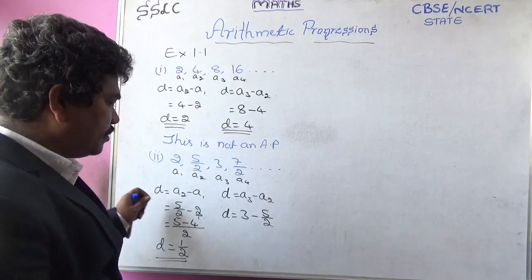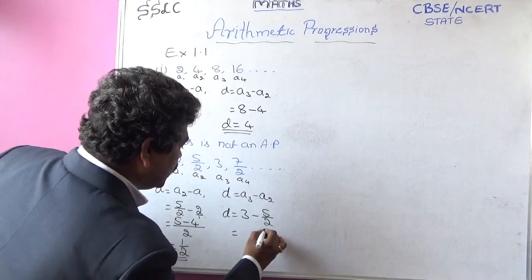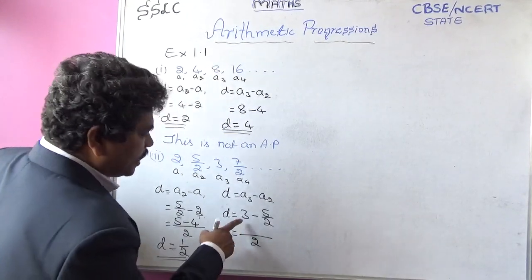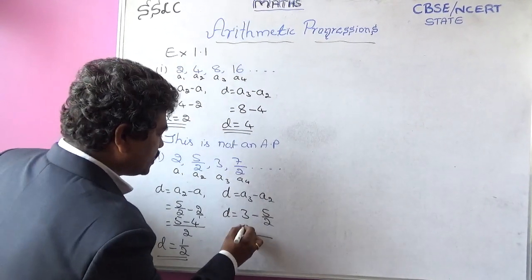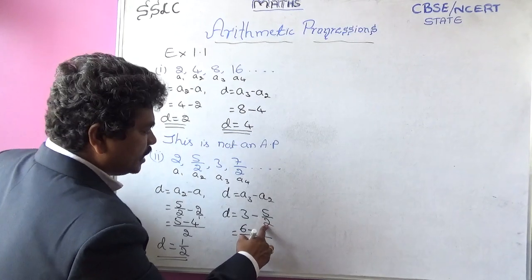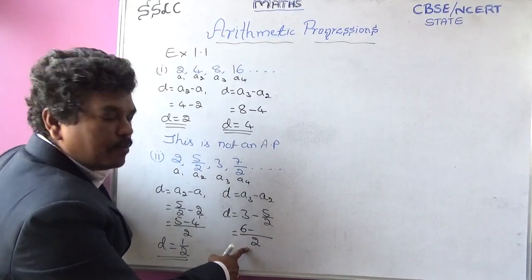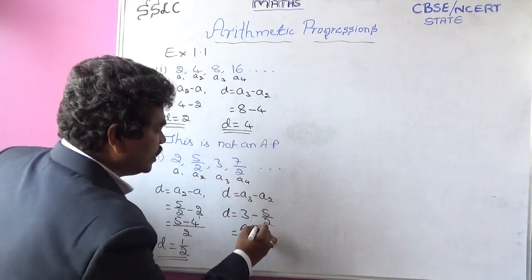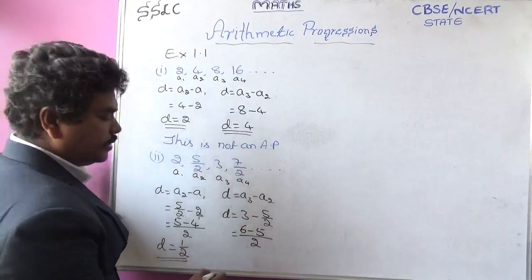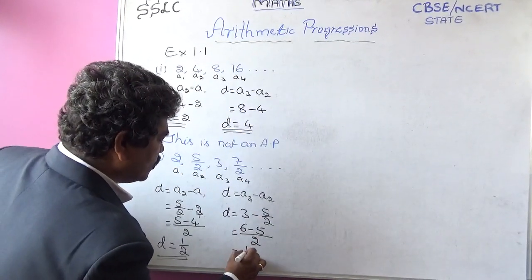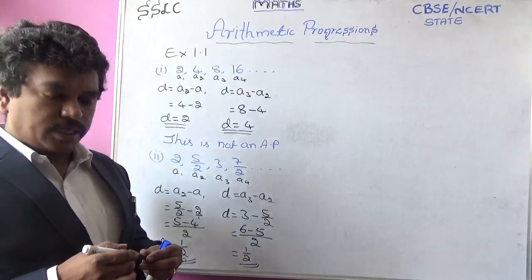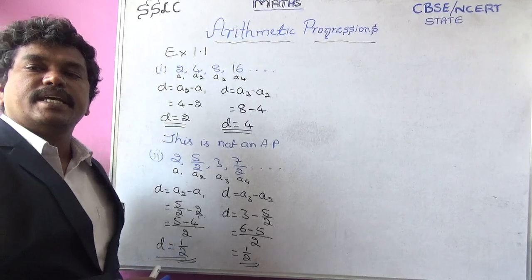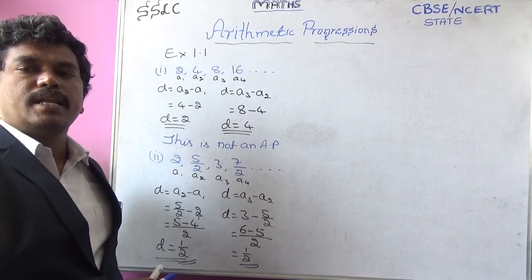Now we have to simplify this one. Here 2 is the LCM. Here there is no denominator for 3, so you multiply by 2: 2 threes are 6, minus 5, where the denominator is the same as the LCM, so you write the numerator as it is. So that is equal to 6 minus 5, 1 by 2. Here both D values are the same, that is, constant, so it is an AP. So this forms an AP.